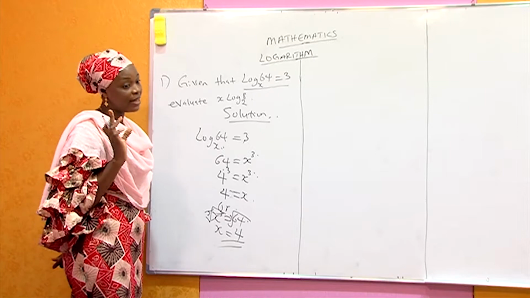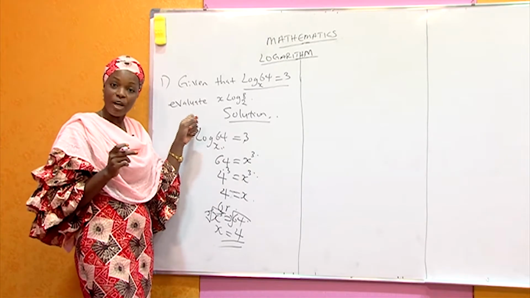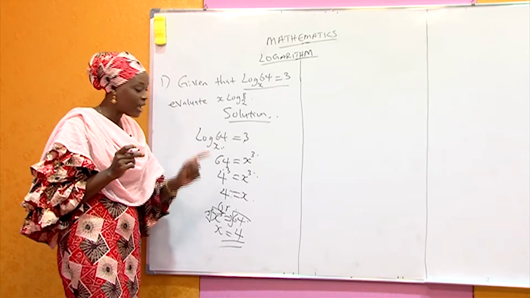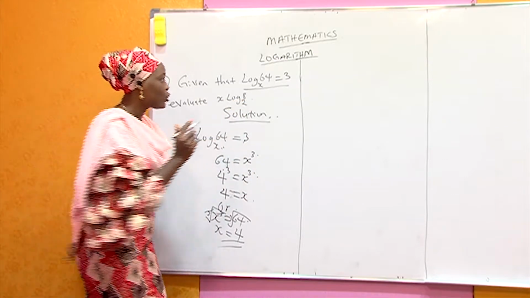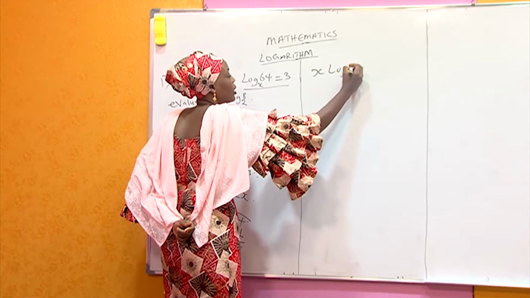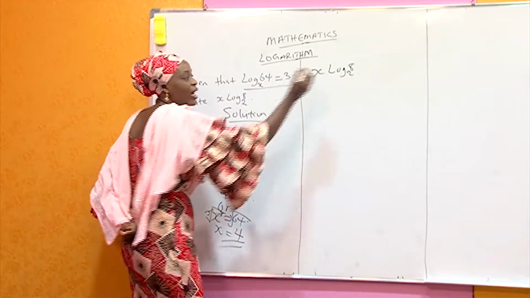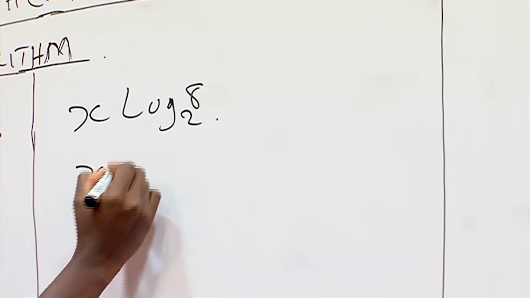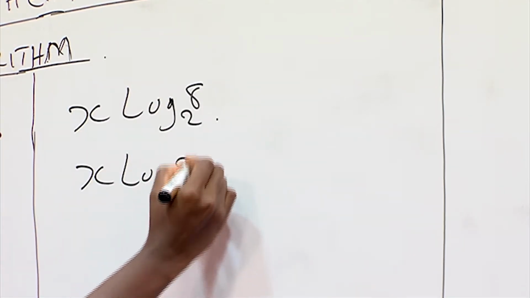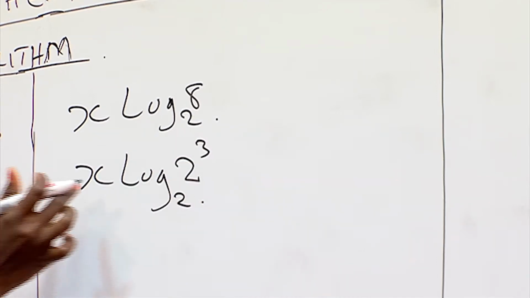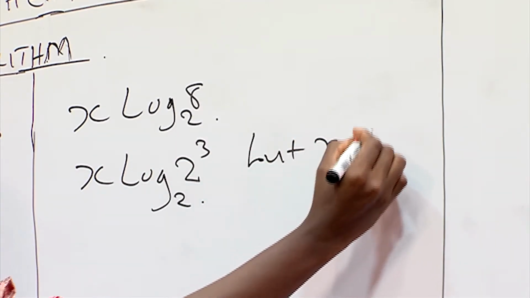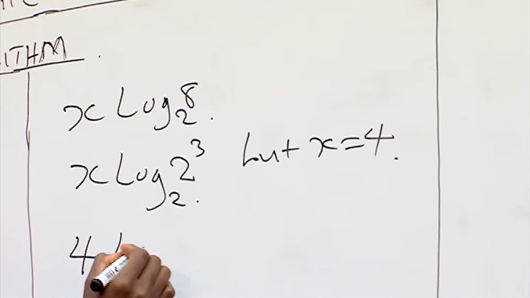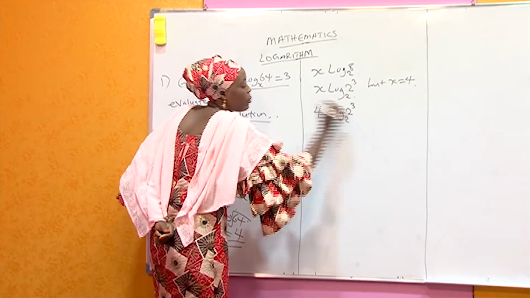We are not finally at the answer because this asks us to evaluate x log 8 base 2. Now, we have the value of x. We can use it to solve this. So, having x log 8 base 2, we can simplify our log 8 to be in base of 2. That is, x log 8 is 2 raised to power of 3 base 2. But we know that our x is equal to 4. So we substitute the value of x to be 4 now. That is 4 log 2 raised to power of 3 base 2.